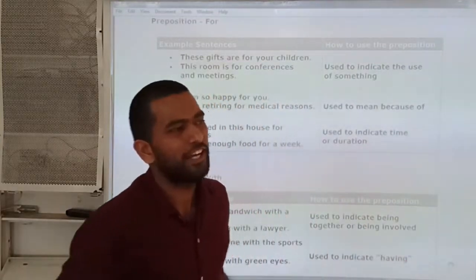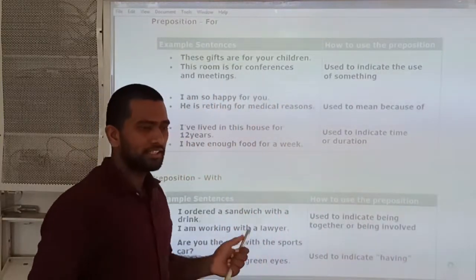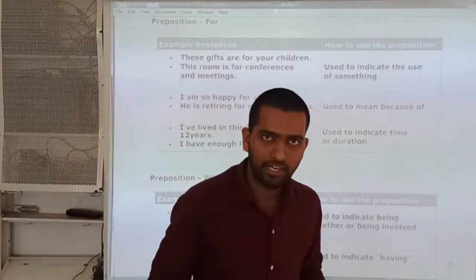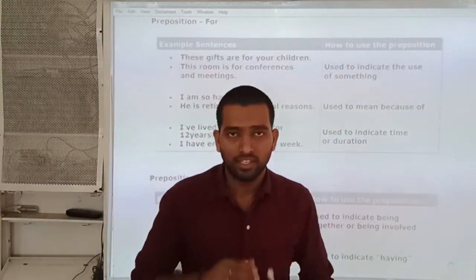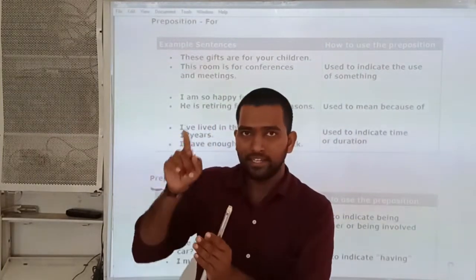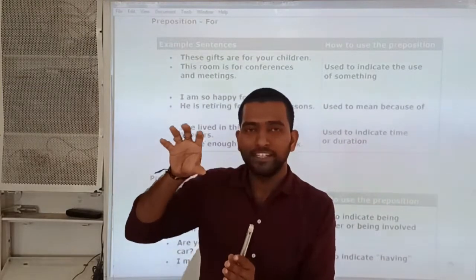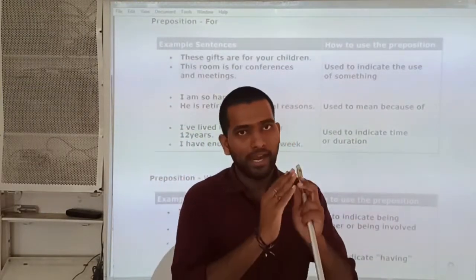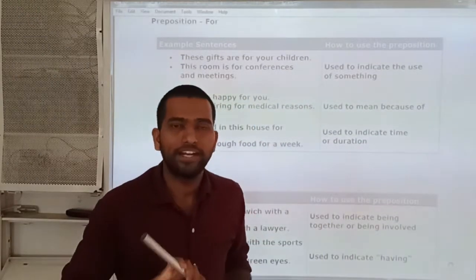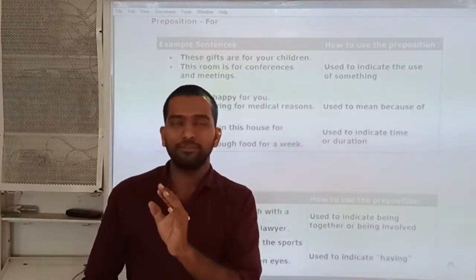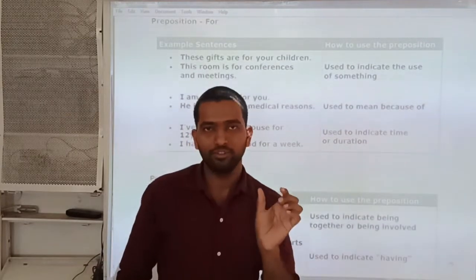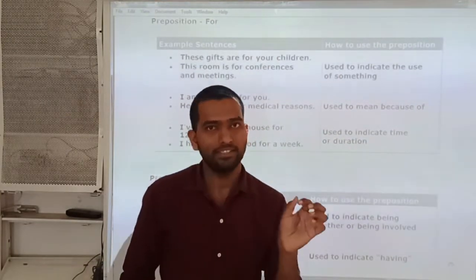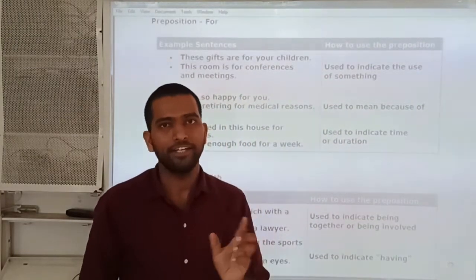Period of time means, let us say that I have been living here for 1 year. See, for 1 year, here 1 year mentions the period of time, it is a certain duration, not an exact point of time. And since is used for point of time. So what is the difference between for and since? For is used for period of time and since is used for point of time.